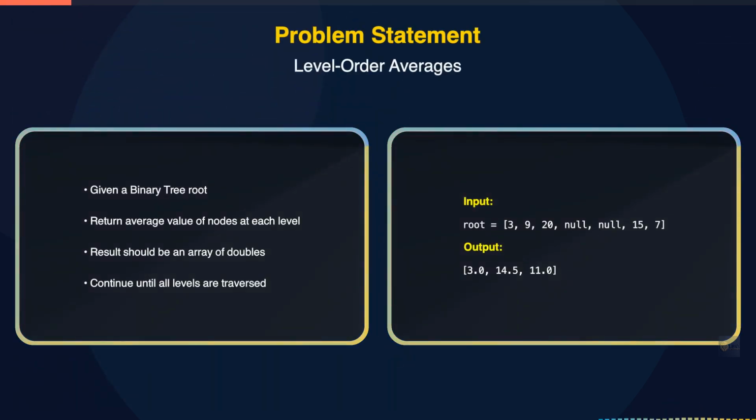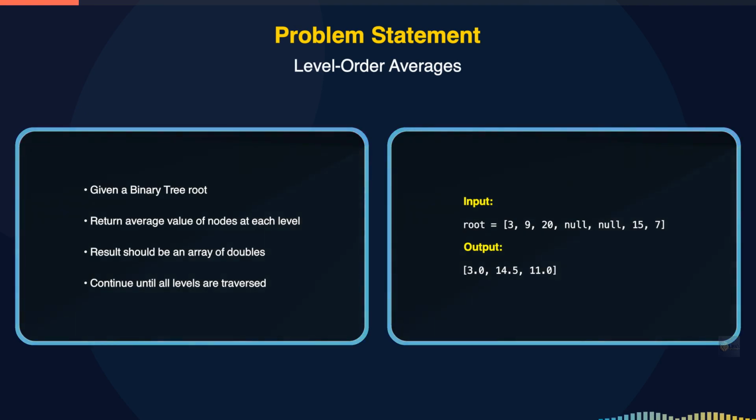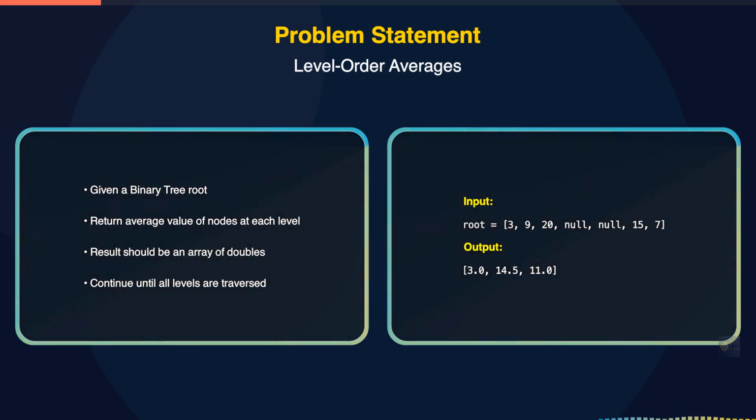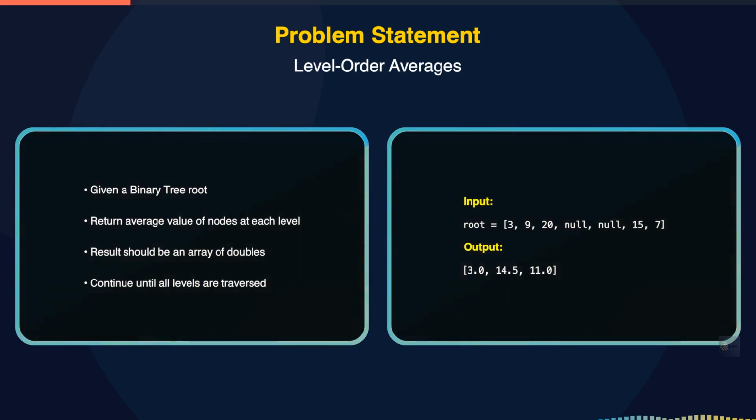Given the root of a binary tree, we need to return the average value of the nodes on each level, in the form of an array. For example, if level 1 has a single node with value 3, the average is 3. If level 2 has nodes 9 and 20, the average is 14.5. We continue this for every level until the tree is fully traversed.